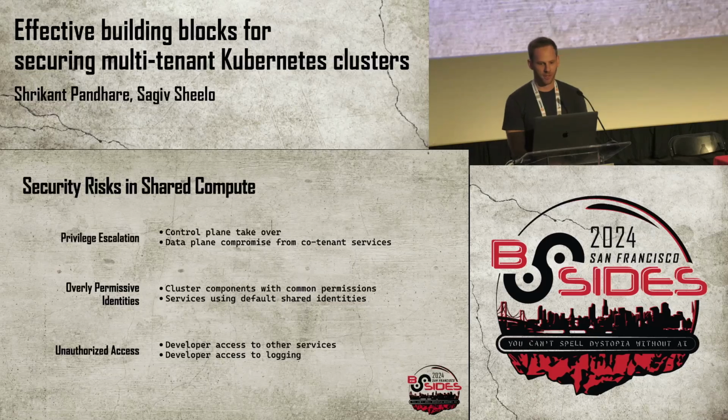Let's begin by exploring the security risks in shared compute environments. In a traditional single-tenant cluster, the boundaries of a service are well-defined. Only a single service is deployed per cluster, and there is no risk via compute or Kubernetes abstractions for services to interact with each other.